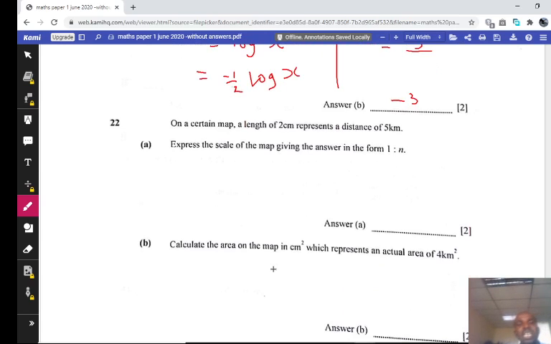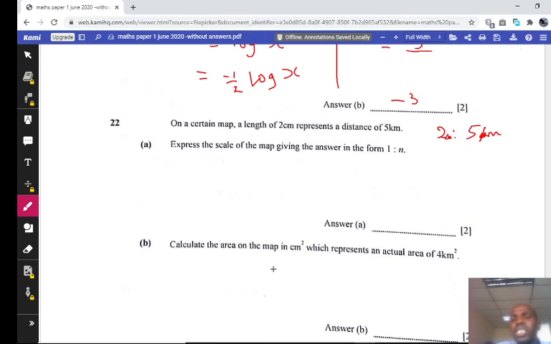Next, on a certain map, a length of 2 centimeters represents a distance of 5 kilometers. So it's 2 centimeters, that's the scale. 2 centimeters on the map is to 5 kilometers actual on the ground. Right? Express the scale of the map giving the answer in the form 1:n. It's supposed to be centimeters to centimeters, but these are kilometers. So how can they be centimeters in this case?